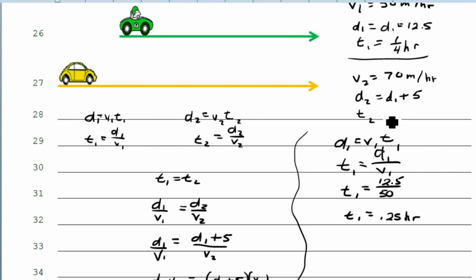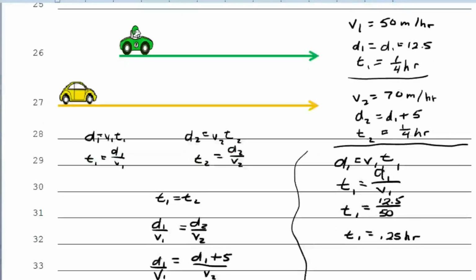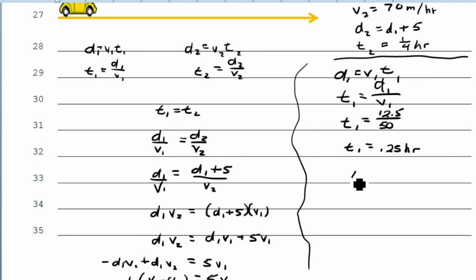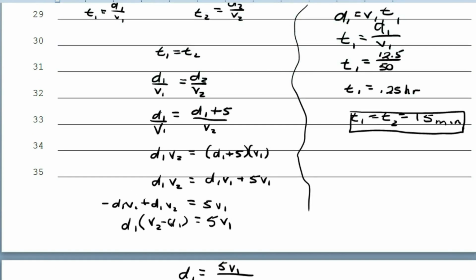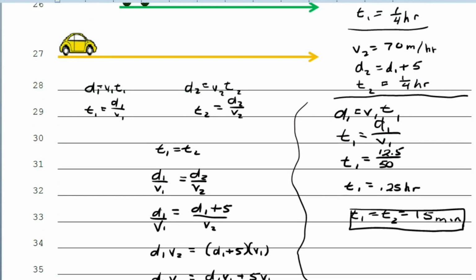And that'll also be the time for T2 because they're both on the road for the same amount of time, 1/4 of an hour. And express your answer in minutes. T1 equals T2 equals 15 minutes. We have both distances, 12.5 miles and 17.5 miles, and the time it took to catch up was 15 minutes.